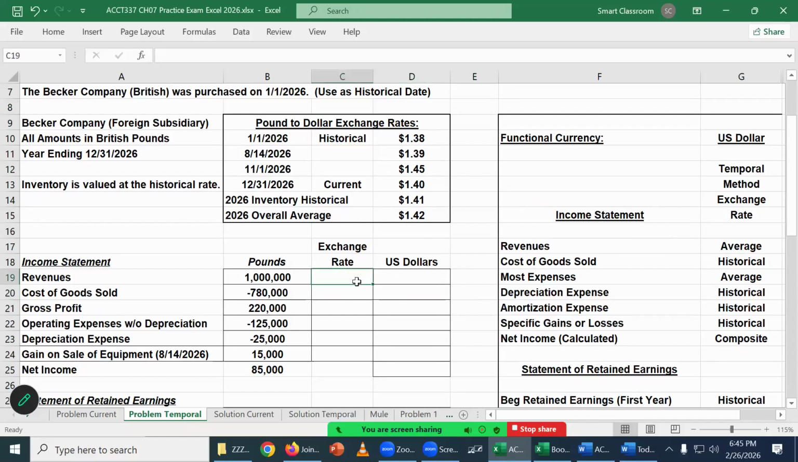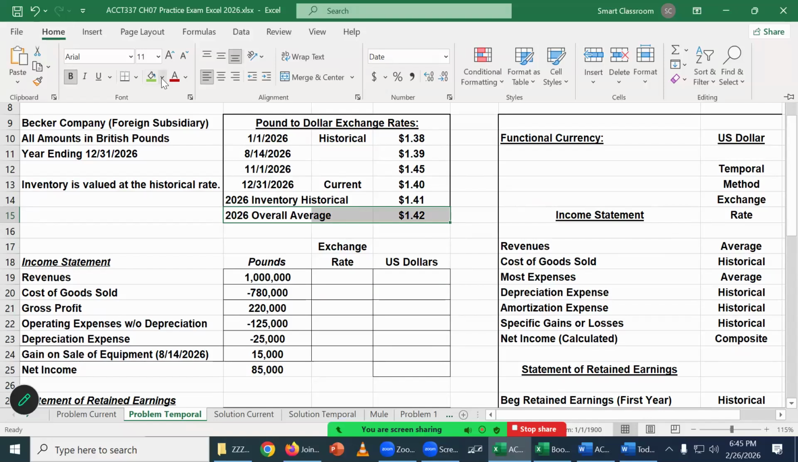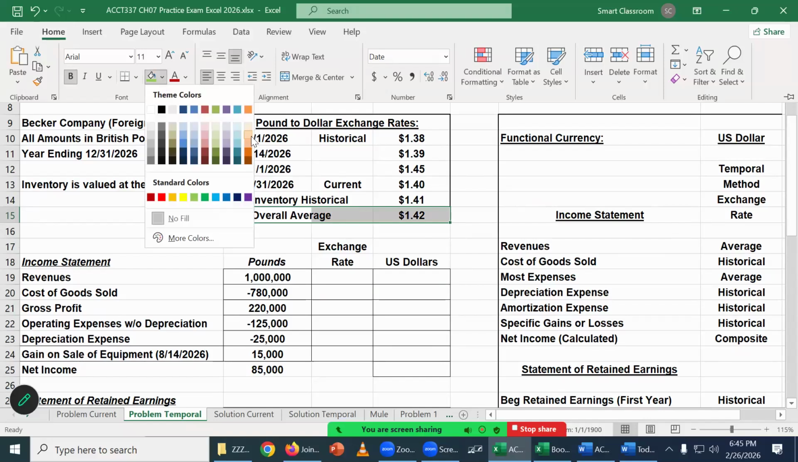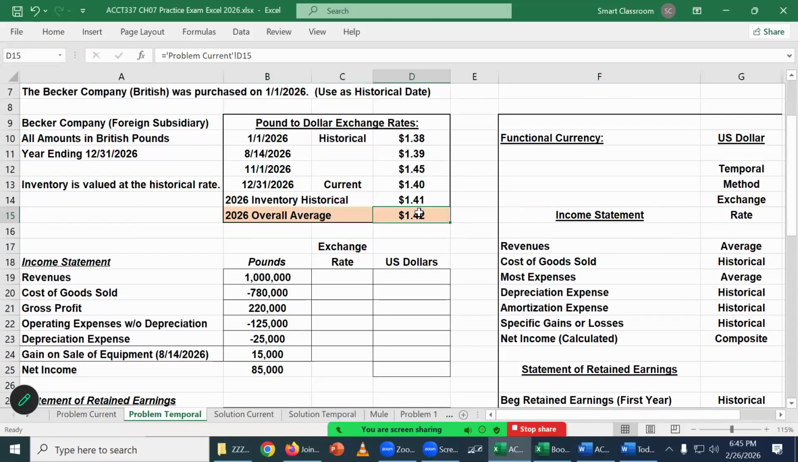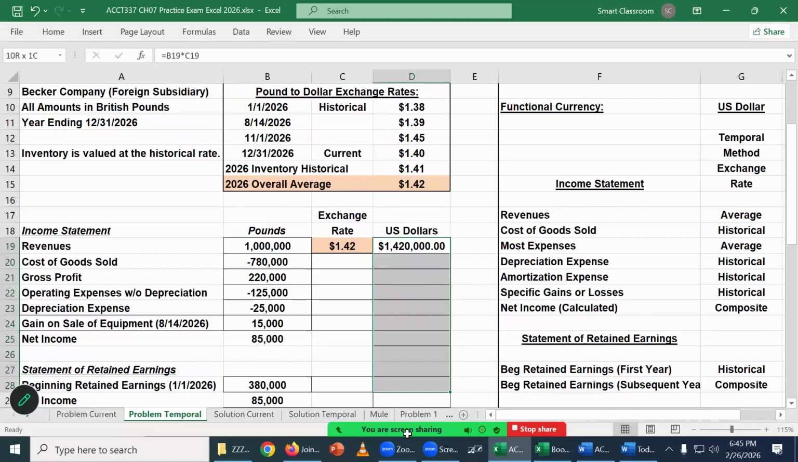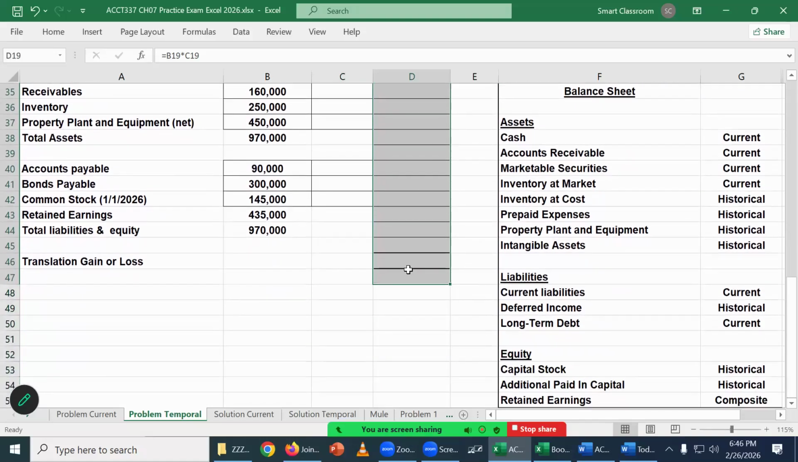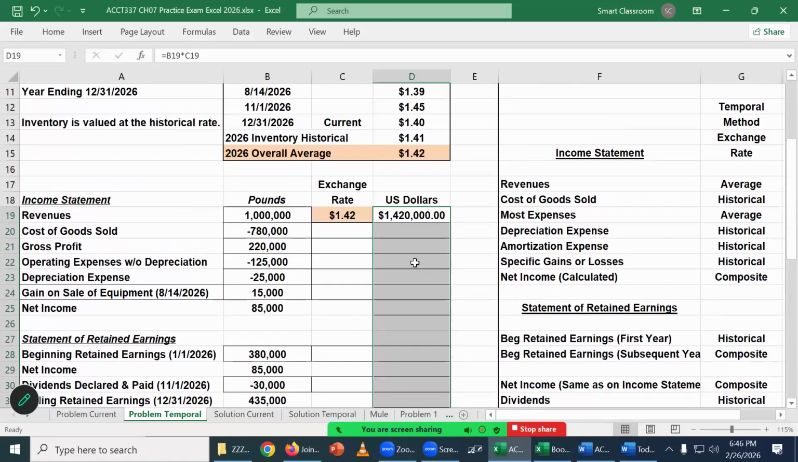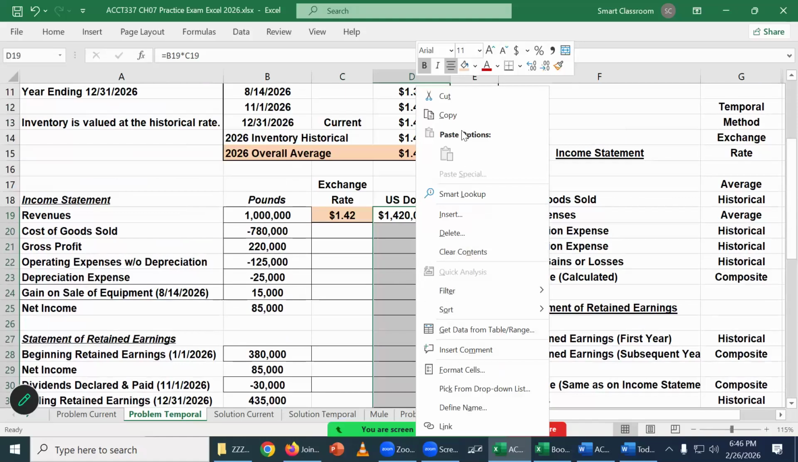Okay, revenues. Average. And, of course, the reason for that is that throughout the year you're going to make sales. Some will be made in January, February, March, and so on. You get the idea. So those will be on average.